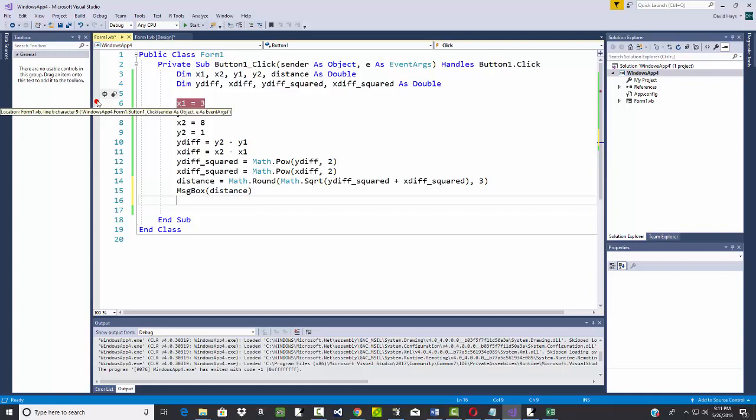Now I'm going to turn off that breakpoint. And this shows you some math functions.